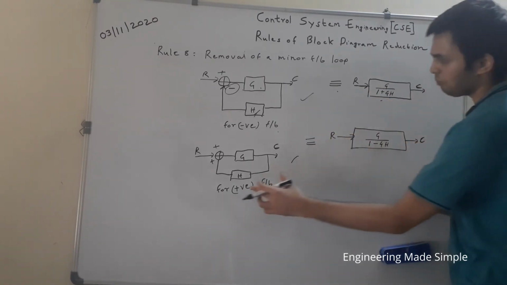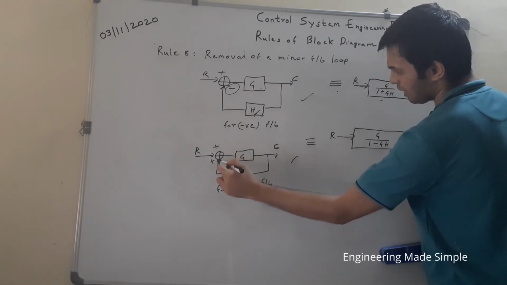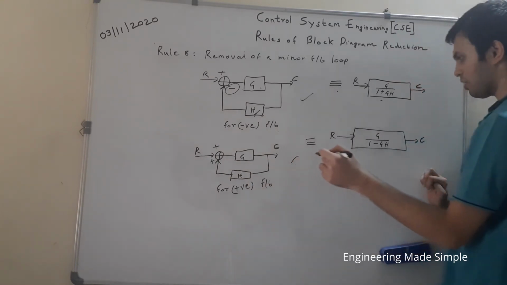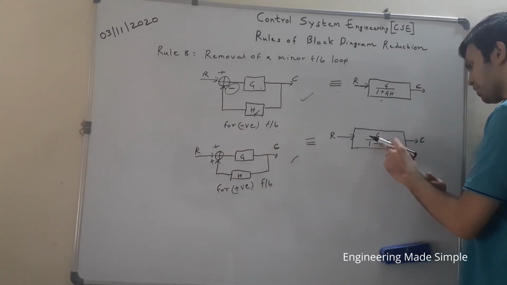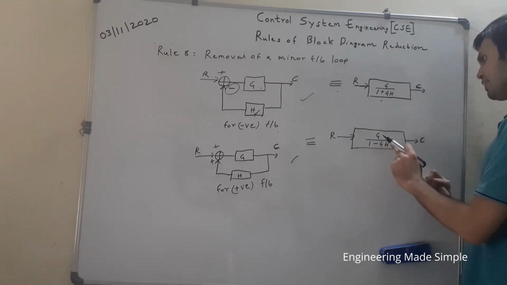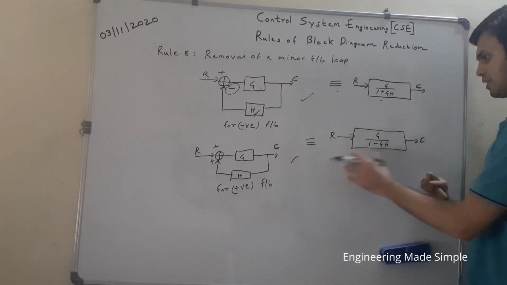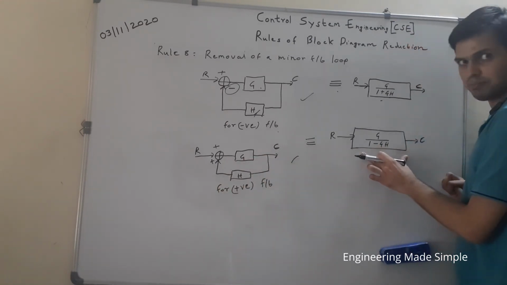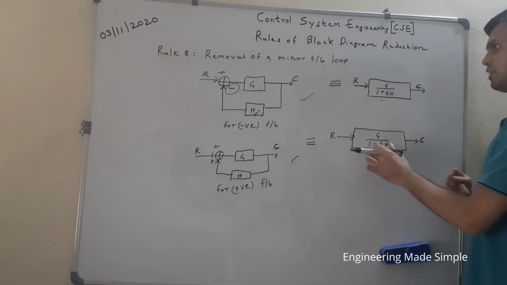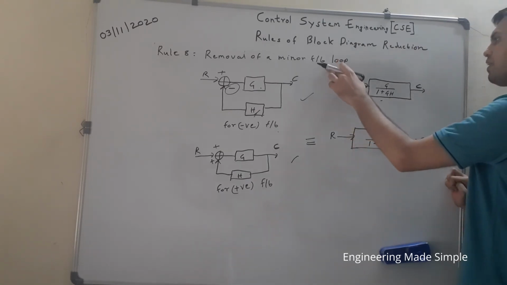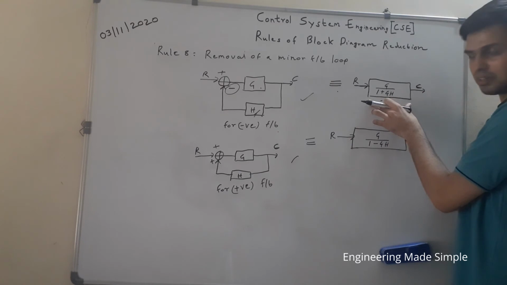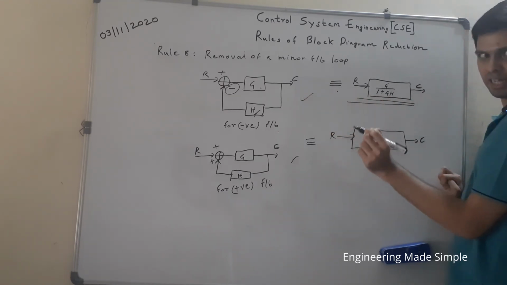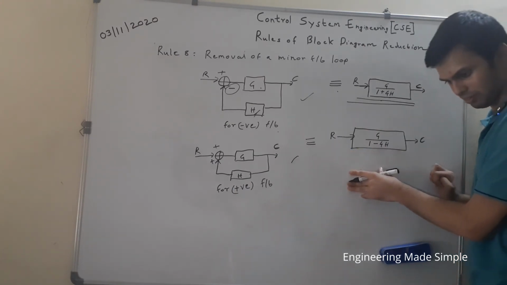Similarly with positive feedback, when the sign at the feedback junction is positive, both the signs are positive at the summing junction or at the feedback node, the same thing will be represented as g upon 1 minus gh. So this whole assembly, or this whole minor feedback loop, can be represented by a simple block on simplification. This is rule number 8, which is removal of minor feedback loop, and the derivation for this also we have done, that is derivation of closed loop transfer function in simple or canonical form, in my earlier videos.